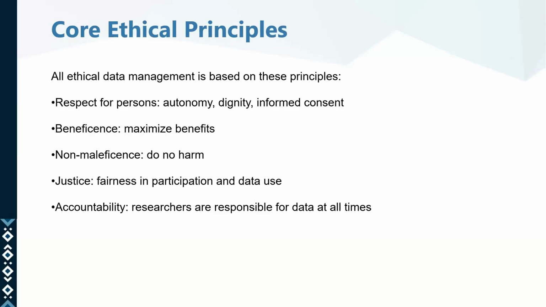What are the core ethical principles behind the data? All ethical data management is based on the following principles. The first one is respect for persons: autonomy, dignity, and informed consent. The second one is beneficence. That means we should do our best to maximize the benefit to the participant. The third one is non-maleficence. That means we should try our best not to do any harm to our participants. The fourth one is justice. That is fairness in participation and data use. And the last one is accountability, meaning the researchers are responsible for data at all times.